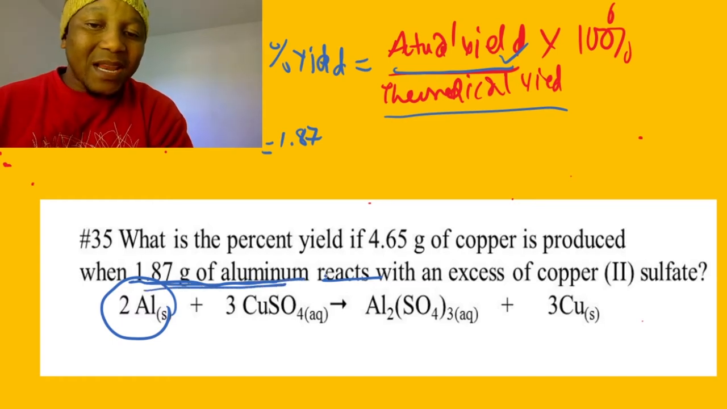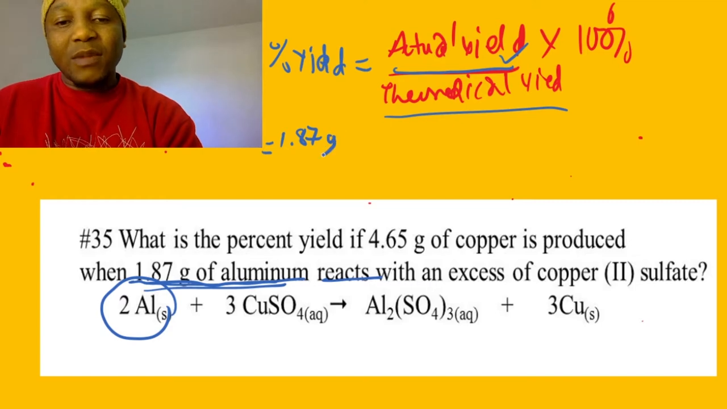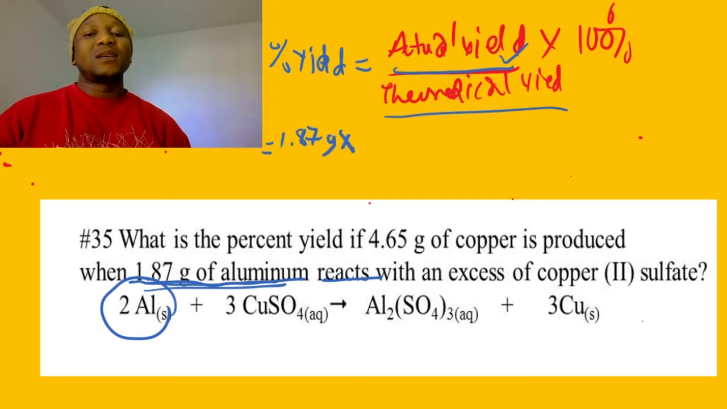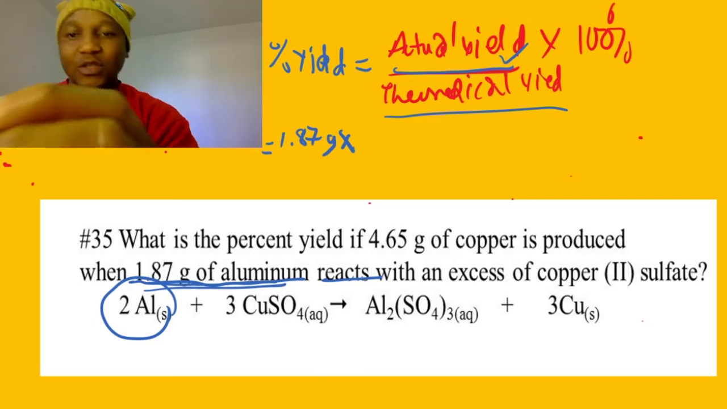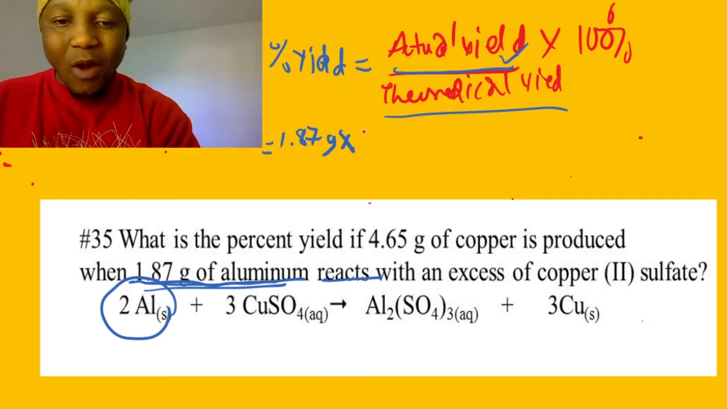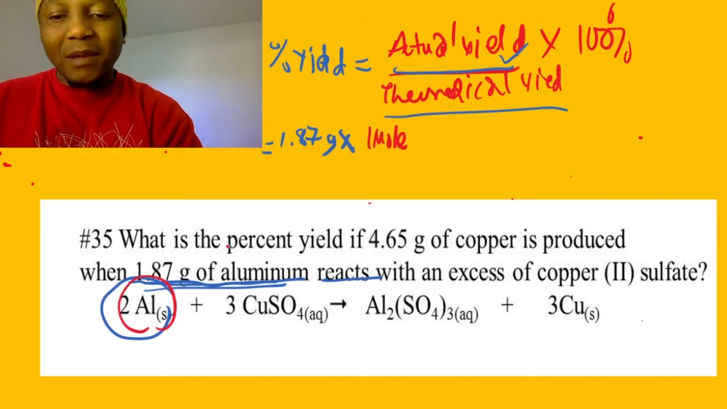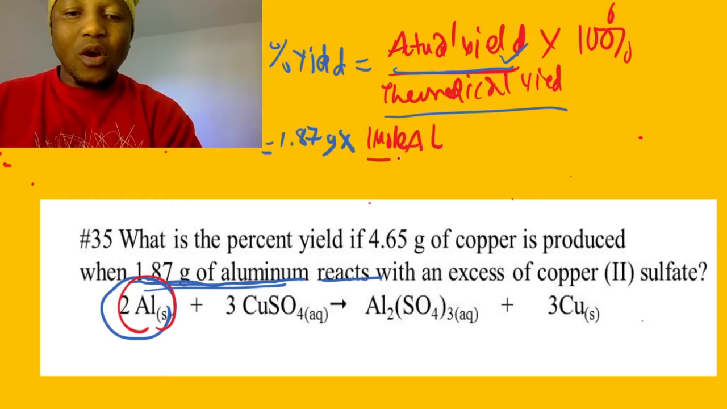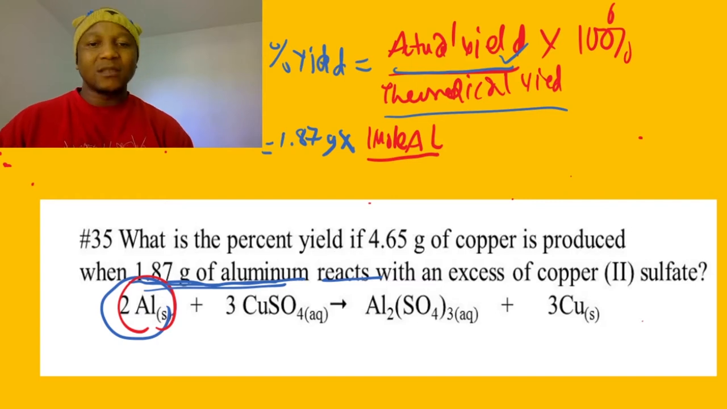They say aluminium reacted. So take what reacted by its mass, which is in gram, and then you multiply by 1 mole of what reacted. It's not even magic. Just say 1 mole of whatever reacted. But what reacted? Aluminium. So 1 mole of aluminium over the molar mass of what reacted.